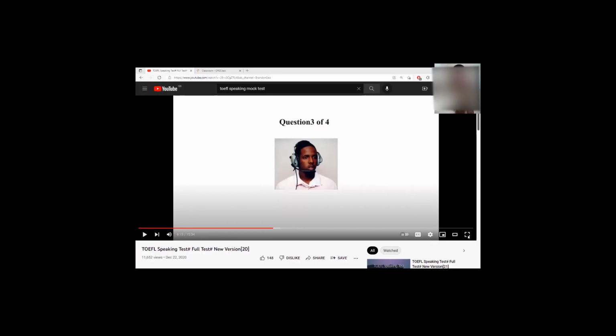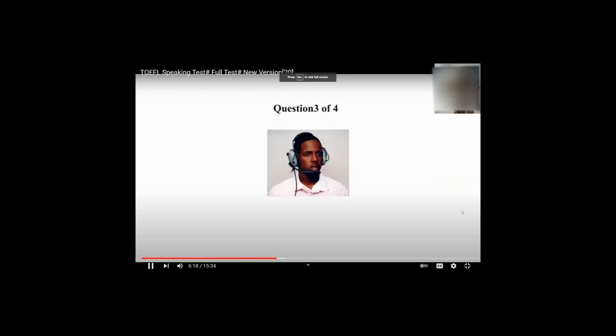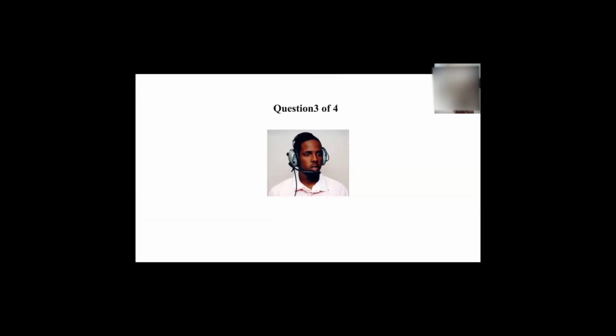Question: you will read a short passage on an academic subject and then listen to a talk on the same topic. You will then answer a question using information from both the reading passage and the talk. After the question, you will have 30 seconds to prepare your response and 60 seconds to speak.